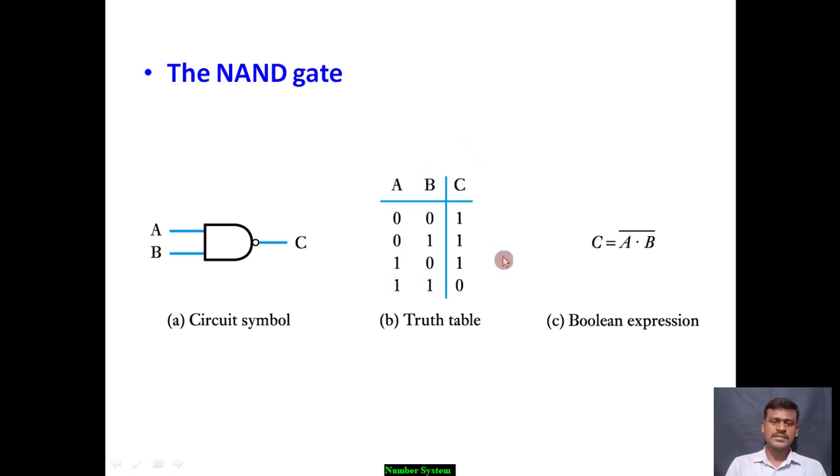So this is the truth table for the NAND gate, and this is the Boolean expression for the NAND gate: C is equal to (A dot B) bar. So this is how the NAND gate can be represented.